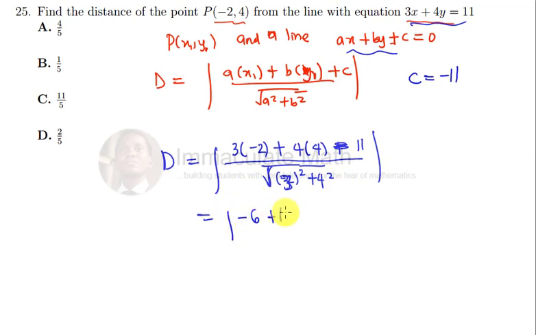Okay, so that means I'm going to have this to be minus 6 plus 16, then minus 11 all divided by the square root of 3 square plus 4 square, which is the square root of 25, which is 5. Then that means I'm going to have minus 1 over 5. If you take the absolute value of this, you are going to have 1 over 5. Okay, so the correct option here is B.